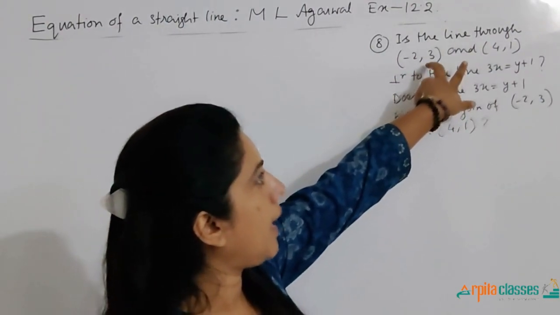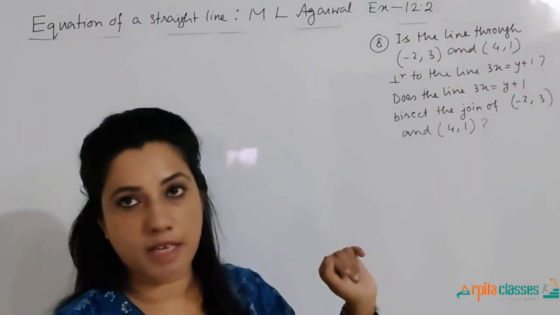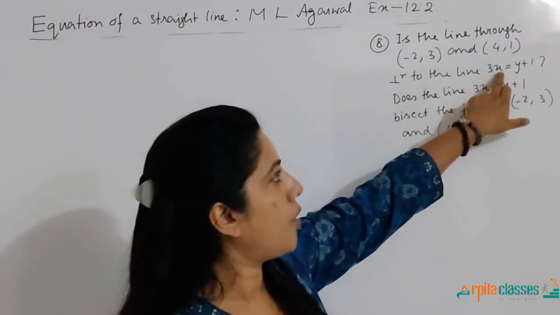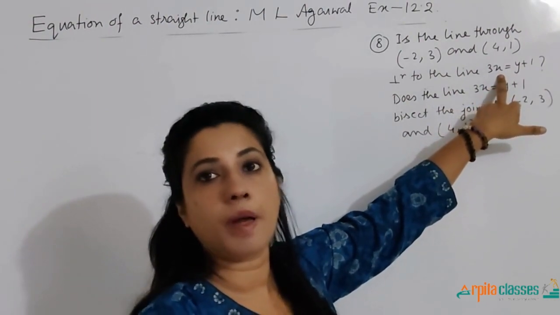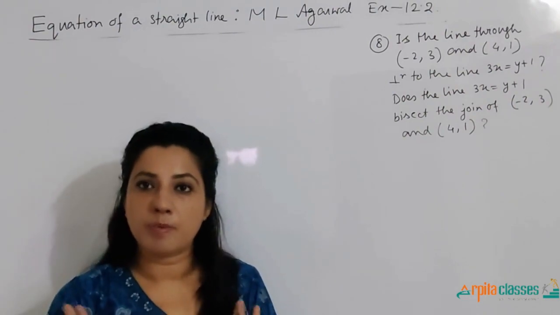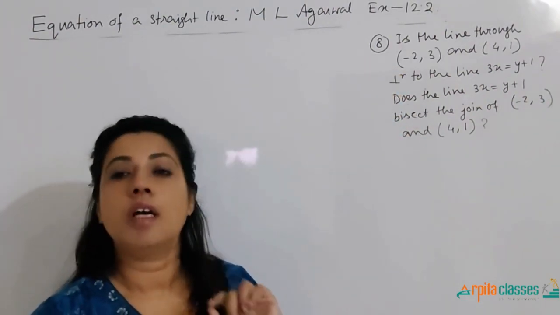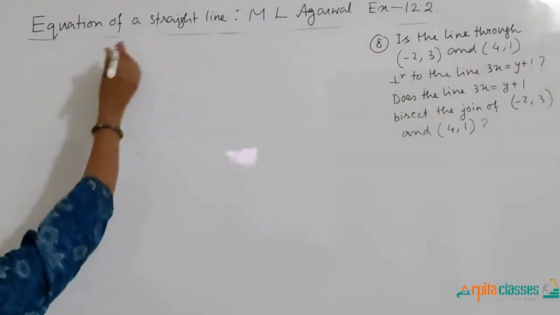So first of all, we get m1 of this line by the formula (y2 - y1) upon (x2 - x1). And from here we have to convert the other line into y = mx + c, and we can find out m2. Then we will see whether m1 into m2 is -1 or not. If it is -1, then the lines are perpendicular to each other. So let us do the first part.